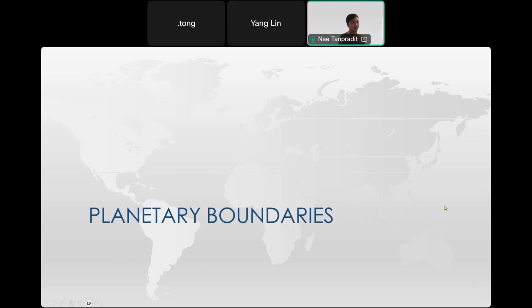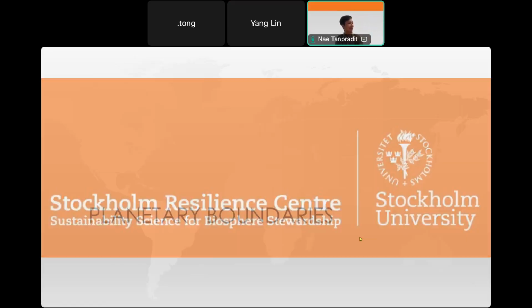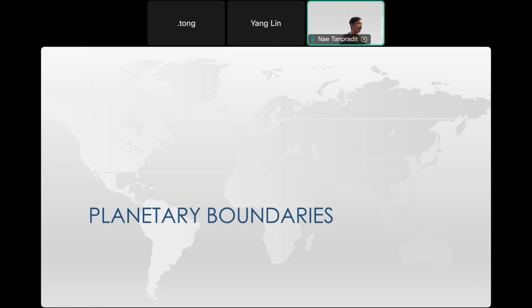Planetary boundaries. Okay, let's start. What is planetary boundaries? Is it the boundary of something? Yes, the limit of the working space of the world. Like how can we use some resources of the world without causing any catastrophic or big problems to the world? We call it planetary boundaries, or planet or world limit if it's easier for understanding.